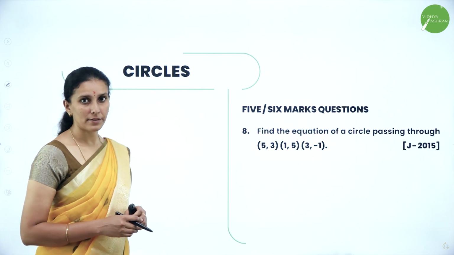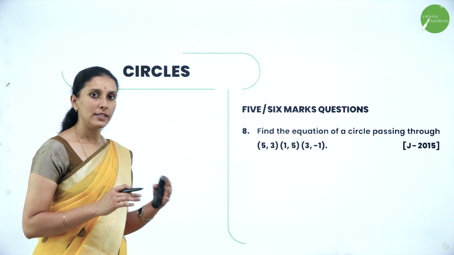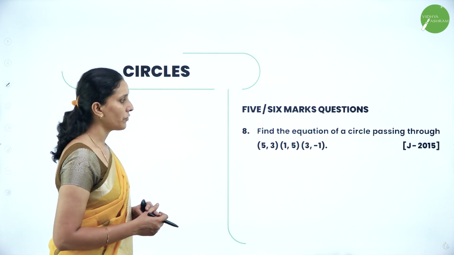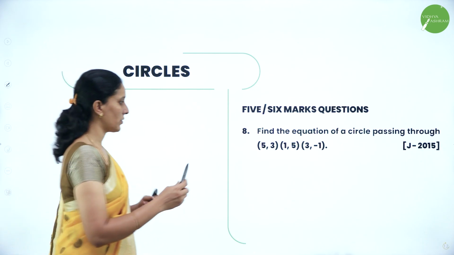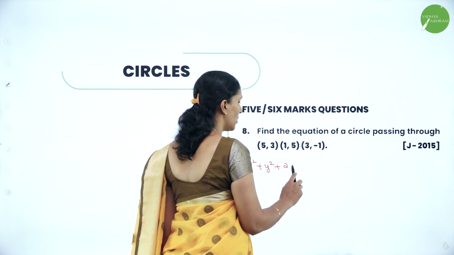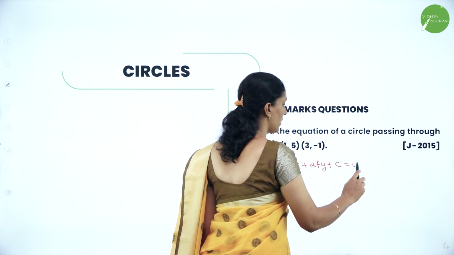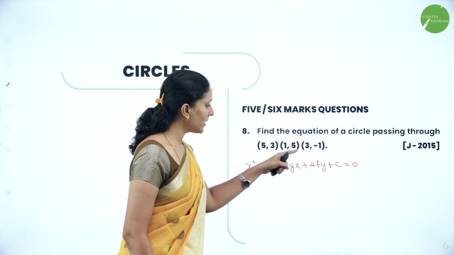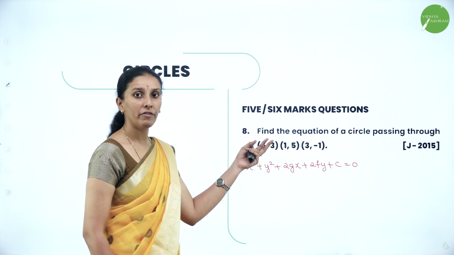Next question. Let's see the 5 or 6 mark question. The 5 mark question will be on framing the equation of circle and 6 marks will be proving the concyclic of the points. So find the equation of a circle passing through the points (5, 3), (1, 5), (3, -1). We know the general equation is x square plus y square plus 2gx plus 2fy plus c is equal to 0. Since all these points are on the circle, we can take the value of x and y as (5, 3), (1, 5), (3, -1).